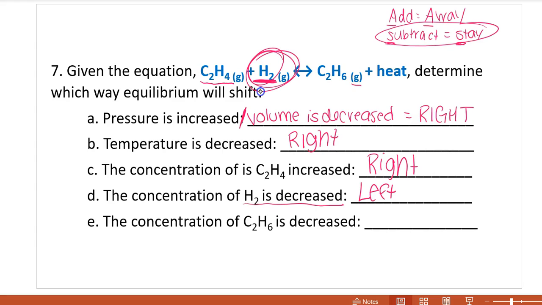And then last one, E, concentration of C2H6 is decreased. Again, if you subtract a substance, equilibrium stays on that side. C2H6 is on the right, so equilibrium would shift right.